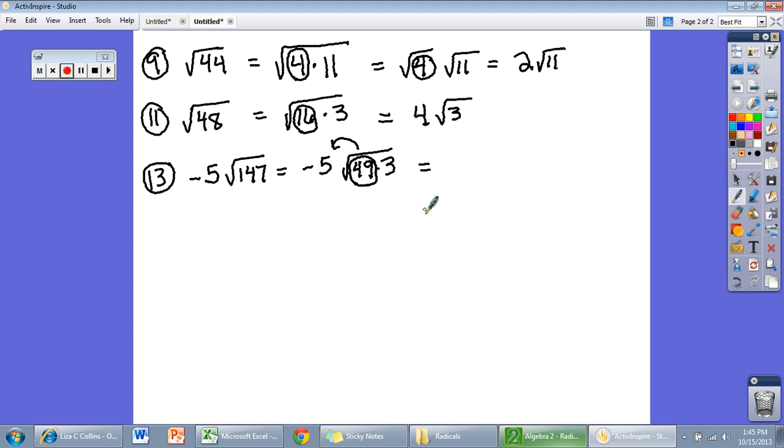And this is a multiplication problem. It's -5 times the square root of 147. So when I take the square root of 49, that's 7. That's going to get multiplied by my -5 that's already on the outside. -5 times 7 with the square root of 3. So my final answer here would be -35 times the square root of 3.